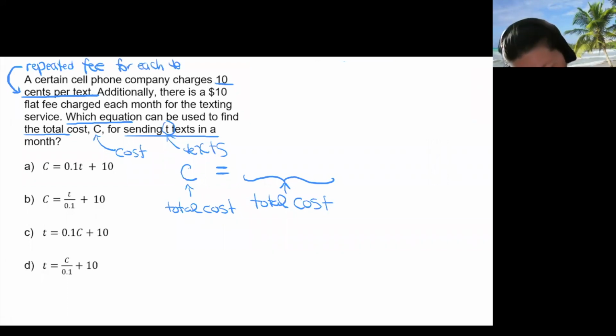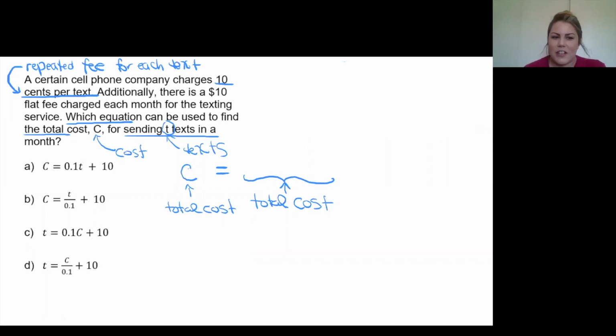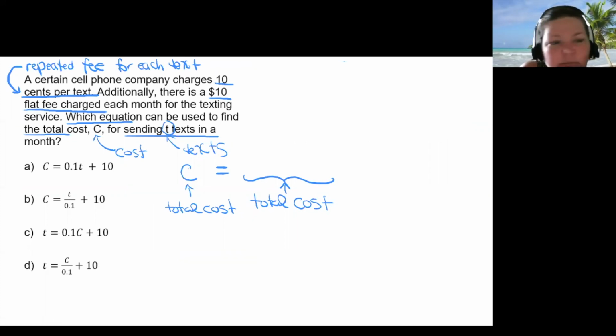What else do we know? $10 flat fee charge. What does a flat fee mean? One time? Bingo, a flat fee just happens once. That 10 cents per text is happening over and over again every time we text. But that flat fee, yes, it's per month, but it's just one time during that month. So we need an equation that says, to find the cost, charge me the 10 cents over and over again, and then charge me $10 once.